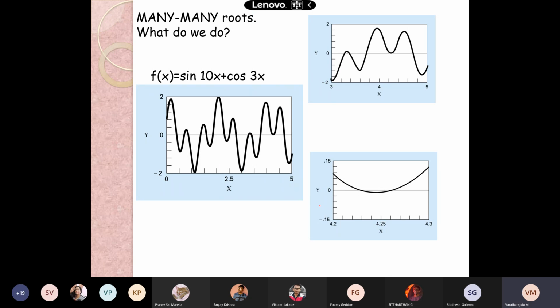And see, this is the sinusoidal wave function. What we can get is that there are many roots for these cases. That is, f of x is equal to sine 10x plus cos 3x, and this has many roots between 0 and 5.